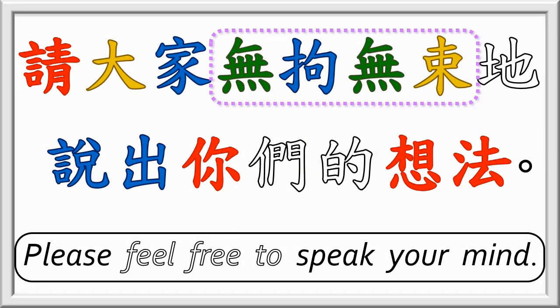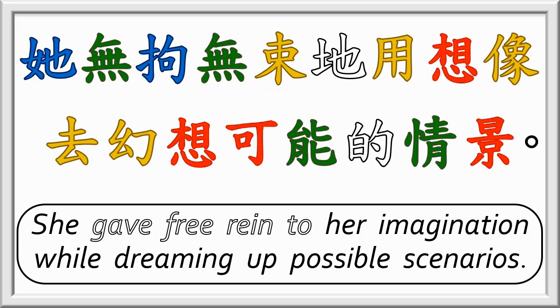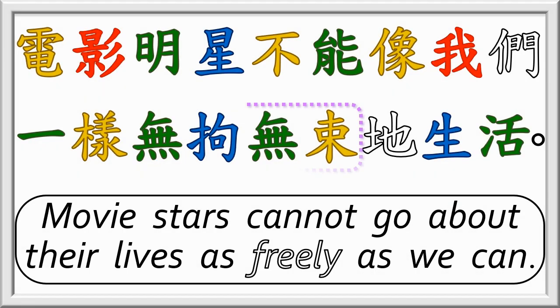Our 4-character idiom based on 拘束 is 无拘无束, literally unrestrained, uninhibited. 请大家无拘无束地说出你们的想法。Please feel free to speak your mind. 他无拘无束地用想象去幻想可能的情景。She gave free rein to her imagination while dreaming up possible scenarios. 电影明星不能像我们一样无拘无束地生活。Movie stars can't go about their lives as freely as we can.